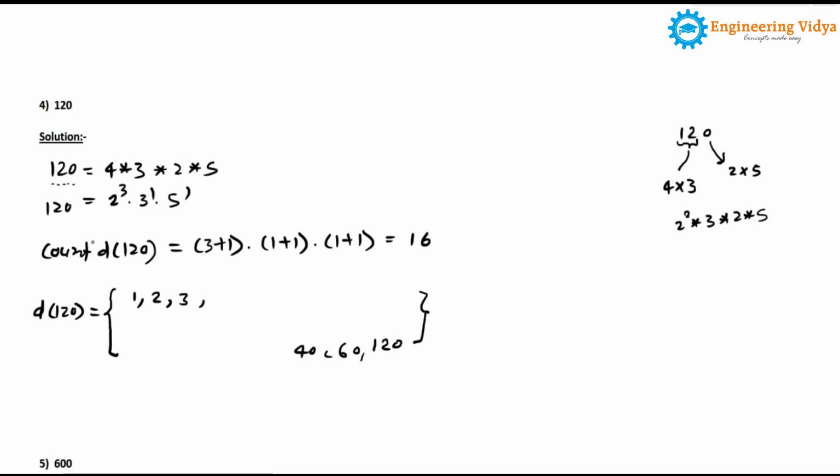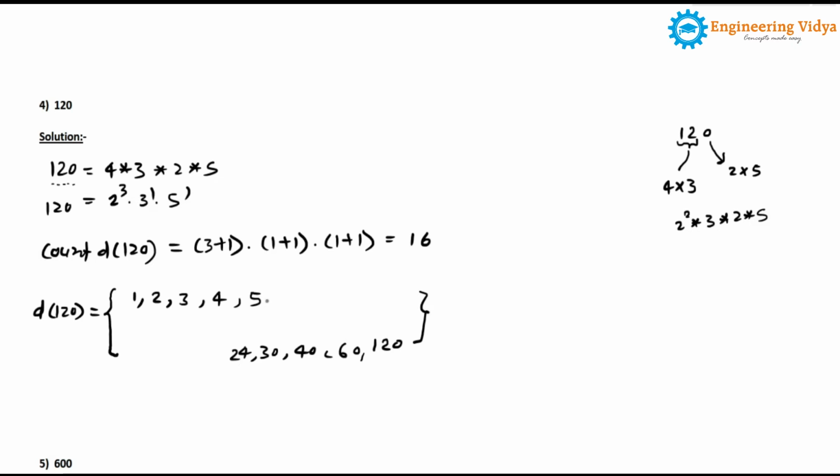Now check for the next number. 4 can divide. Yes, 4 also can divide 120. 4 times 3 is 12, so 30 will come, right? So we'll write 30 over here. Now check for the next number. 5 also can divide 120. 5 times 2 is 10 and 5 times 4 is 20, so 24 will come, right? So here I'll write 24.